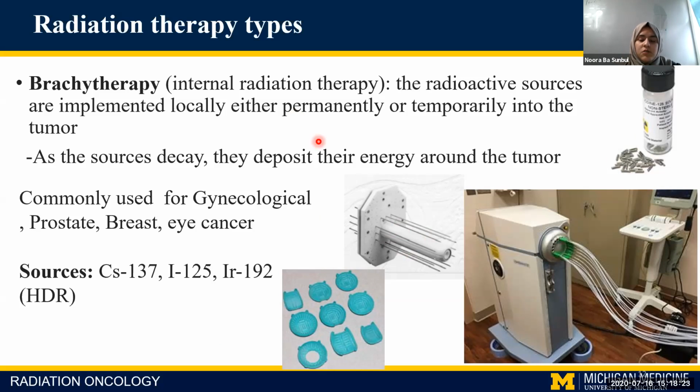The most commonly used sources are cesium-137, iodine, and iridium. The iridium is known to be a high dose rate source, so most of the time it is applied remotely. As you can see, this machine implants the seeds of iridium inside the body part that you are interested in treating, and then after a specific period of time, they get retracted back into the machine. That's what's known as remote radiation therapy or remote afterloading brachytherapy.